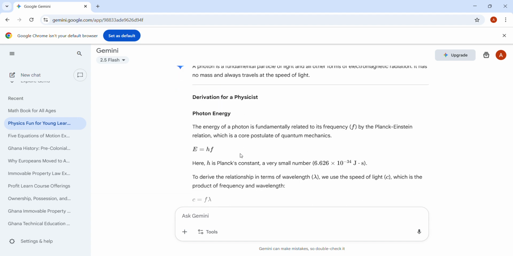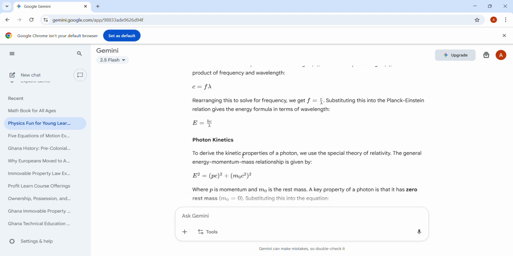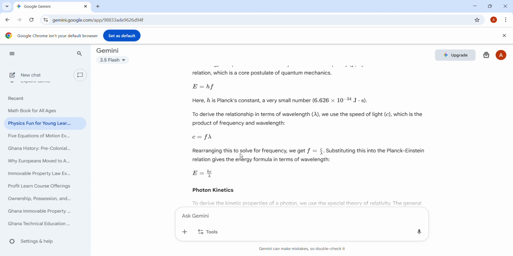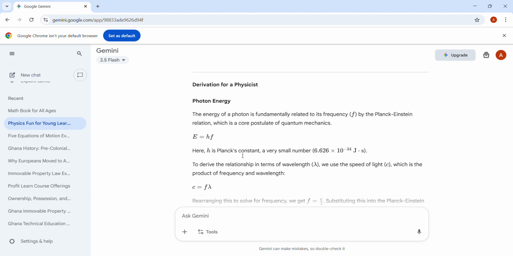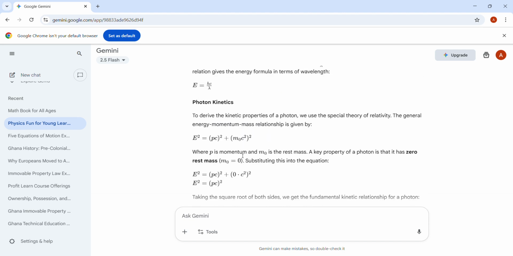So photon by Einstein, okay, hits a metal, ejects electrons, photoelectric effect. Okay, so we have the equations. Photon energy. So photon kinetics. So we have this, and then we have that rest mass and then mass in motion. Okay.